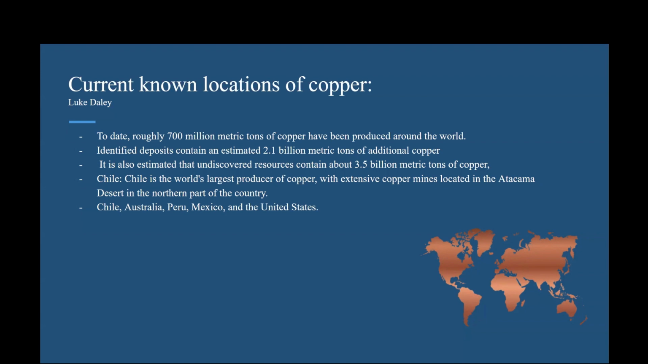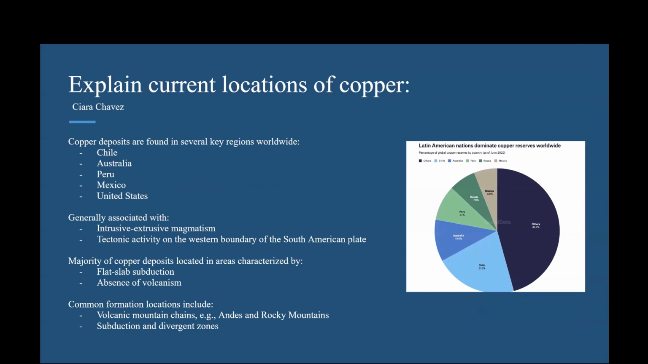And when it comes to copper production, only one country stands out: Chile. Located in the desert, Chile's extensive copper mines make up about 28 to 30% of the world's copper supply. Of all the copper still waiting to be mined, a staggering 65% is concentrated in just 5 countries: Chile, Australia, Peru, Mexico, and the United States.